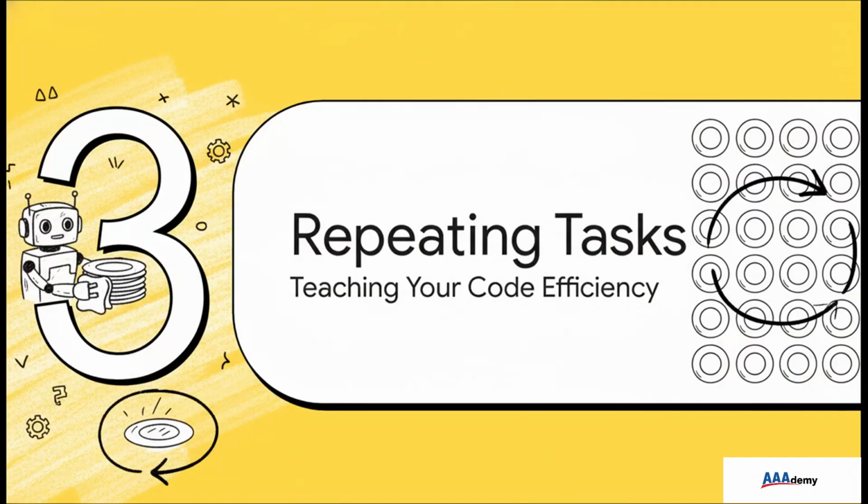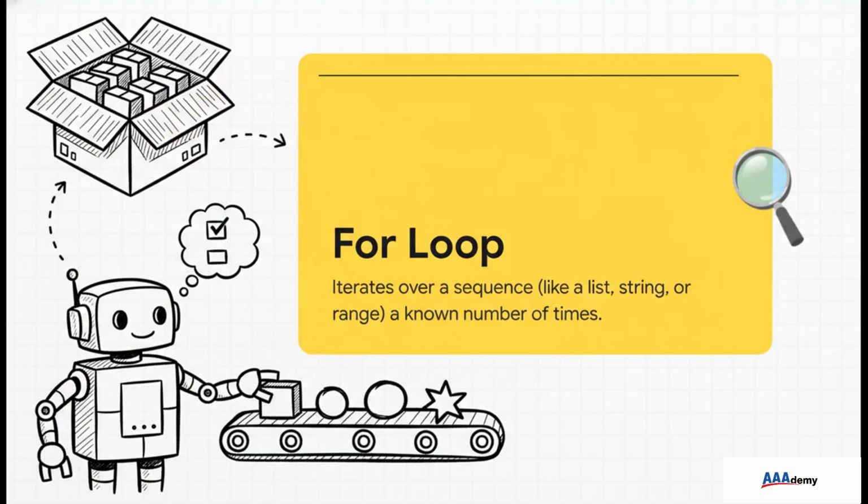Okay, our robot can make decisions. That's awesome. But now we've got to make it efficient. I mean, imagine you need it to polish 100 plates. You're not going to write the command polish plate 100 times, right? Of course not. That's where loops come in. They're the tool we use to tell our robot to repeat an action, and they save us a ton of work. First up, we've got the for loop.